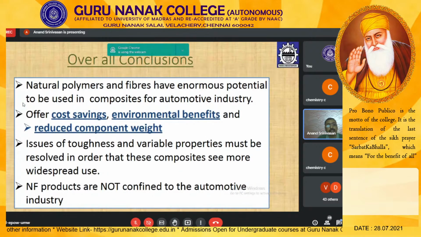So, overall conclusion: the natural polymers and fibers have enormous potential, as you have witnessed from the slides which I've shown you. I think they have plenty of potential to be used in components for the automotive industry, medical industry, cosmetic industry, healthcare industry, civil engineering industry, geotechnical industry, and they will offer cost savings, environmental benefits, and reduced component weight, which is the need of the hour. When you are reducing the weight, that is something you are contributing to the earth. And the issues of toughness and variability, as I told you, can be altered.